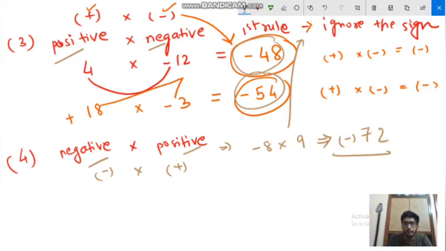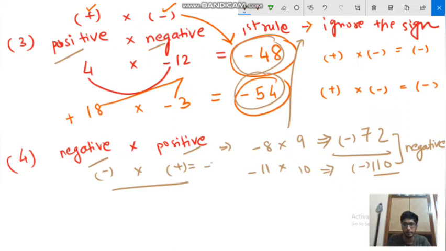Take one more, minus 11 into 10. Okay, you will ignore the sign and just multiply. So 11 into 10, 110, and then just put a negative sign in front of it. So this is your answer. Negative into positive will give you a negative integer as the answer. So negative into positive is equal to negative.